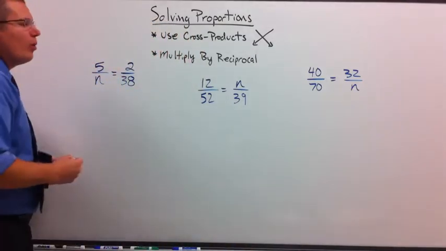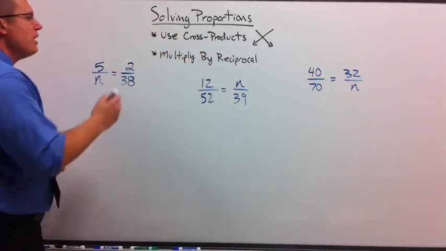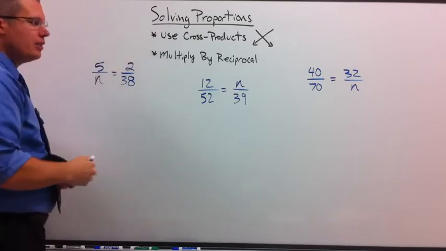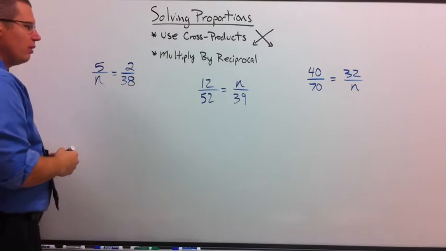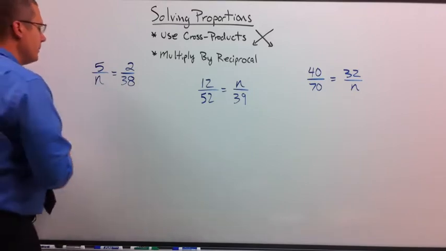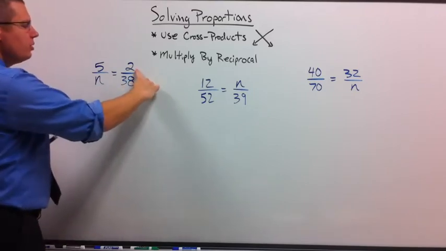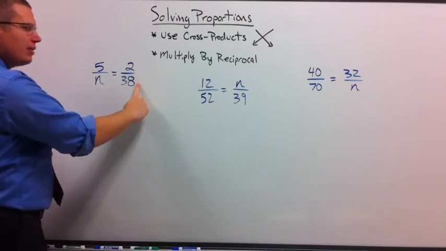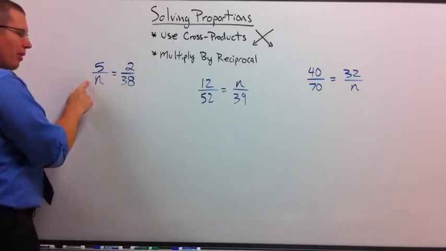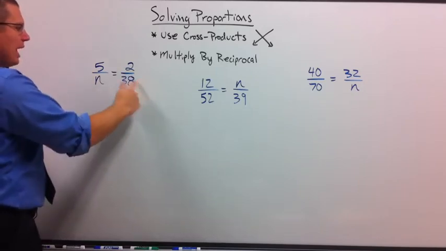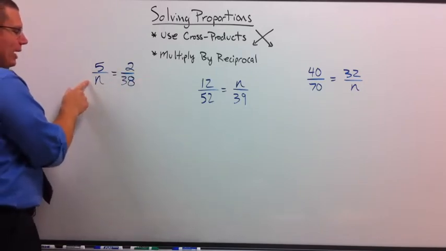Very simple way to go through and solve proportions. The reason I'm doing this is because not all proportions can be solved sideways. For instance, here is a ratio, 2 compared to 38. What happens if it's 5 compared to something? 2 to 38 compared to 5 to n. I don't know what n is.